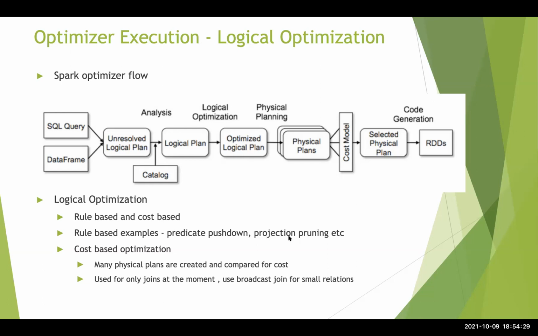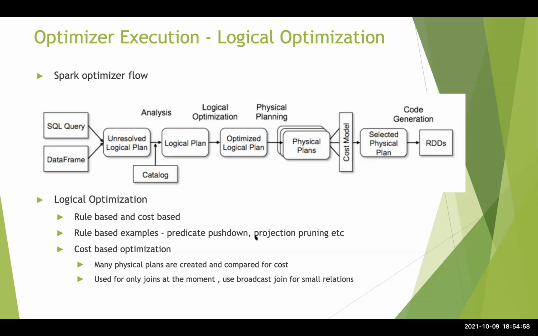Projection pruning. Let's say you have 100 columns in a table or in an entity in a data source, and you need only 10 columns. So your select query is select column 1, column 2 from this table where condition is this. The where condition is predicate push down, select column 1, column 2 is projection pruning. So your table might have 100 columns, but you're selecting only 2 columns. So it will prune the rest of the 98 columns and give you only 2 columns.